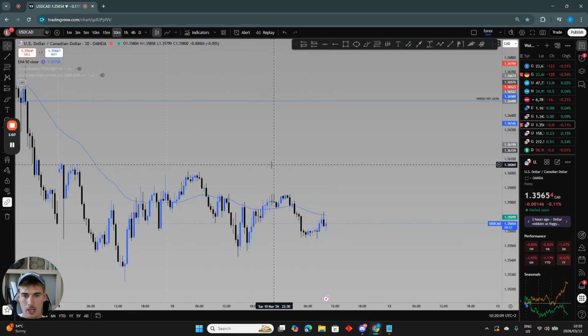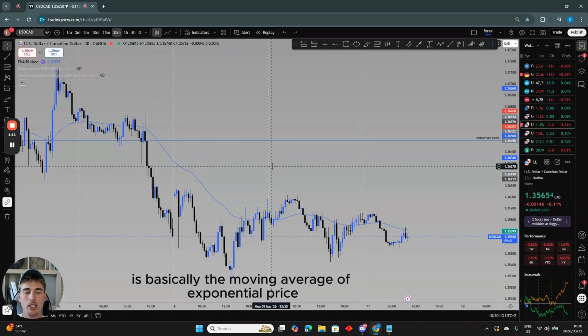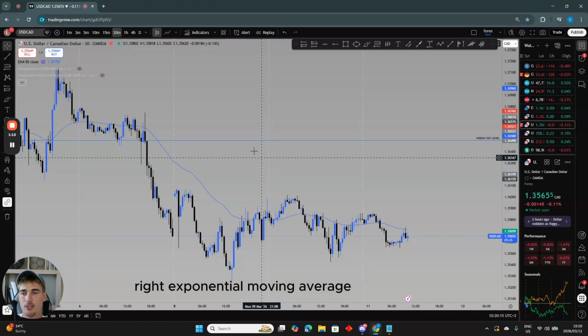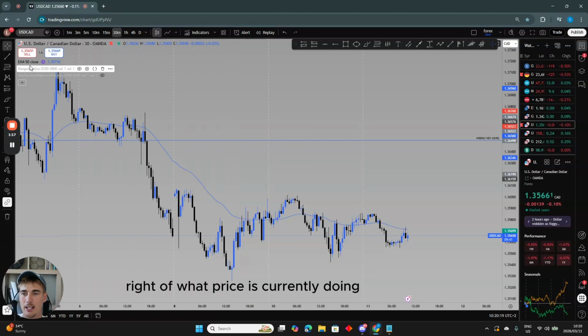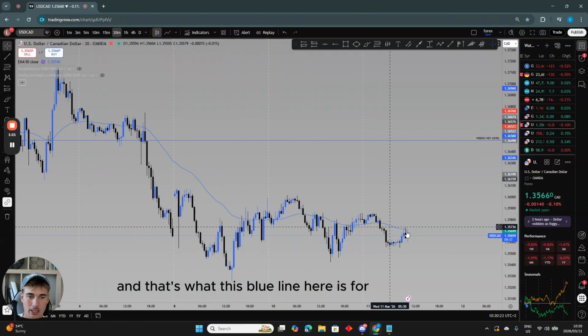It's important that you change the length to 50 and make sure the rest of your settings are all the same. So as you can see, the EMA is basically the moving average of exponential price, right? Exponential moving average, right, of what price is currently doing. So we can see it's currently on, and that's what this blue line here is for.